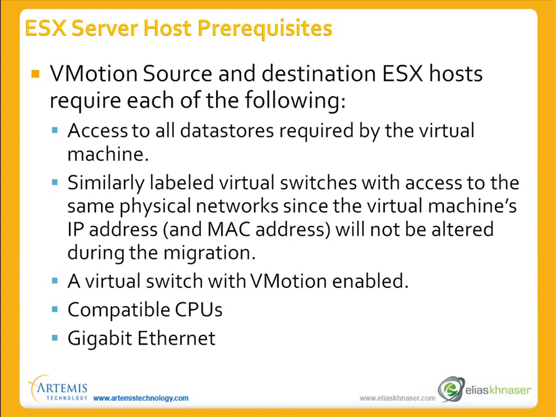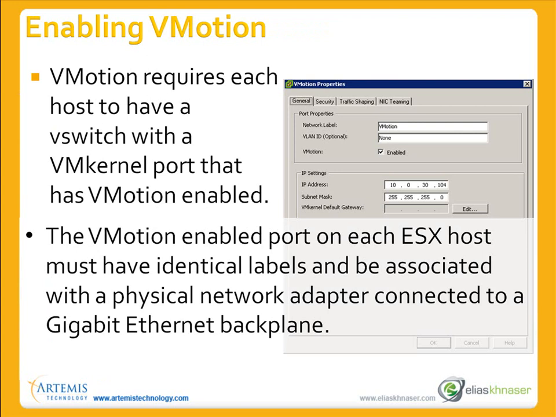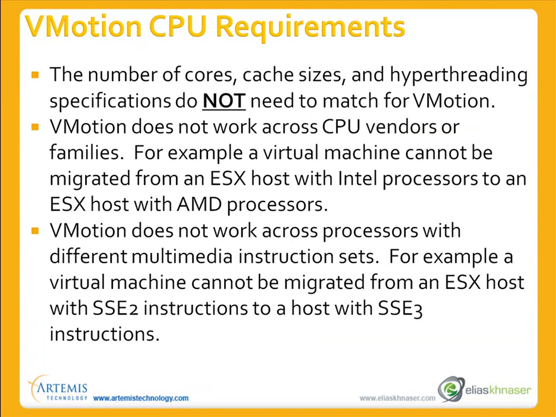Obviously, we would need a virtual switch with vMotion enabled, and we're going to talk about that when we go through the demo and how to set it up. You would need compatible CPUs, and again, you would need a gigabit Ethernet backbone. So enabling vMotion requires that each host have the same virtual switch with the same label. So it would have to be labeled the same on both ends. So if you're calling your virtual switch on ESX01 vMotion and you call it on ESX02 VMkernel, that won't work. It would have to be vMotion on both ends or VMkernel on both ends before it would work. Now vMotion obviously requires a VMkernel port, and we'll talk about that when we go through the setup steps.